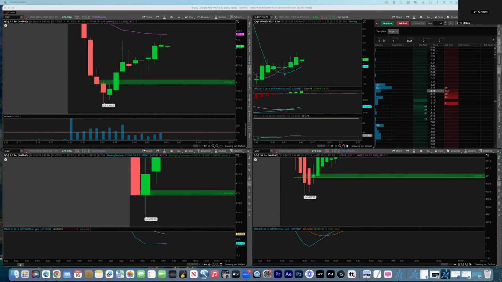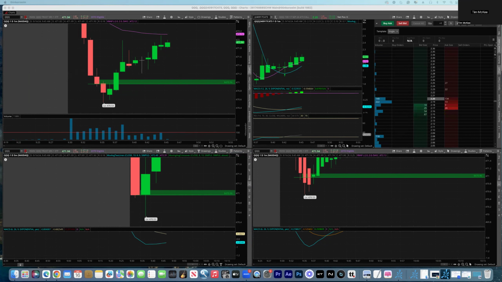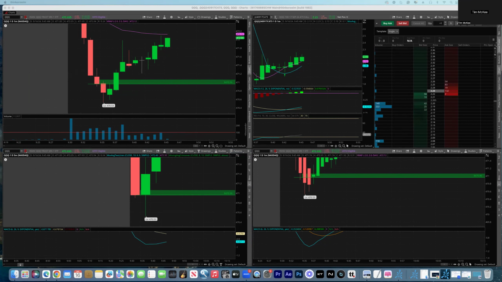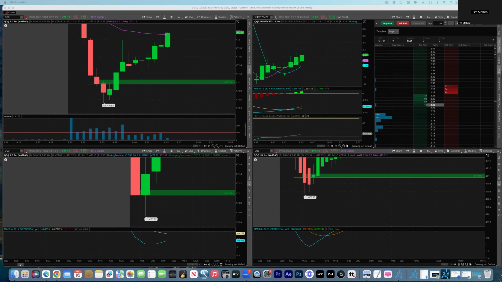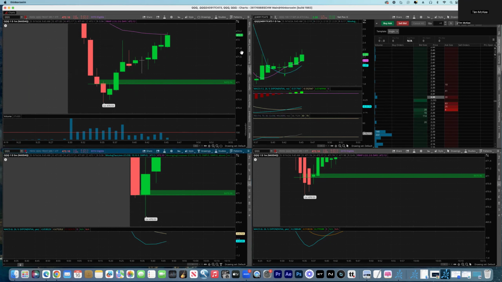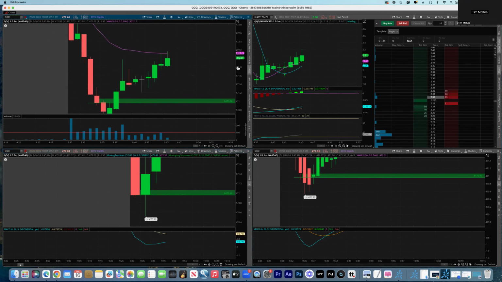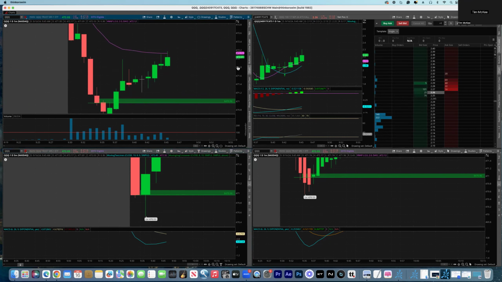Had to wait a few minutes for that one to kind of sort itself out, but it did. Heading up to VWAP. If you're still in this, you may want to think about getting it out because you know how price struggles at VWAP.